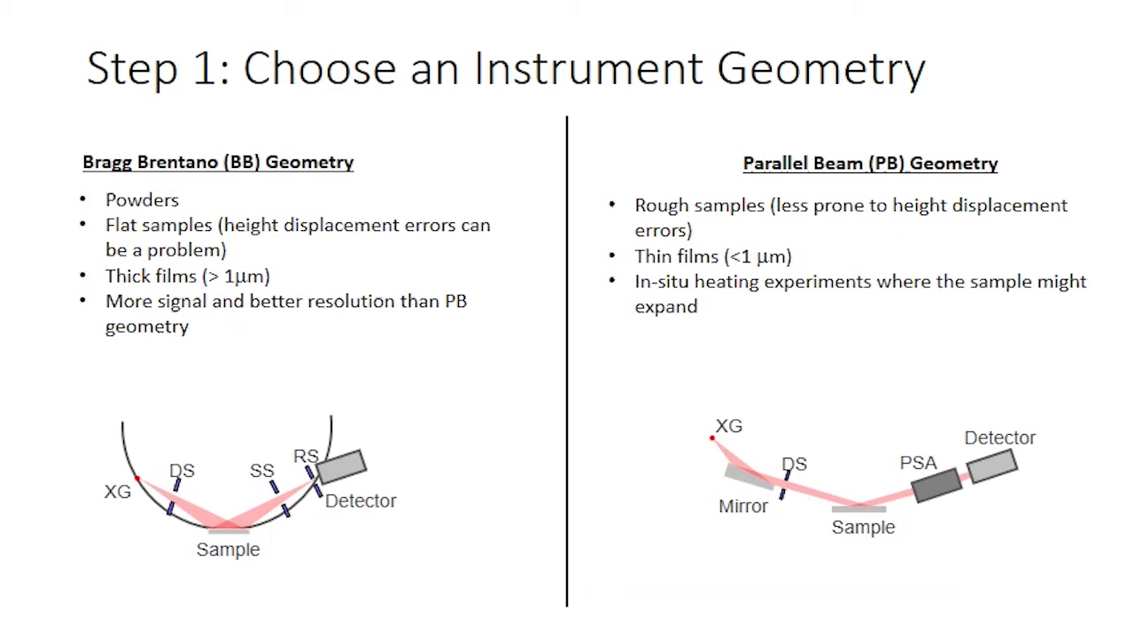One of the first things you're going to have to do when you go to run your sample is choose an instrument geometry. The two main geometries that we have are Bragg-Brentano, or BB, and parallel beam, or PB. Now, these are the two main geometries.